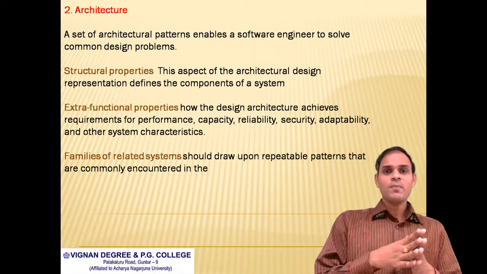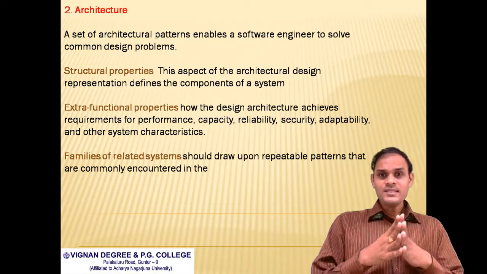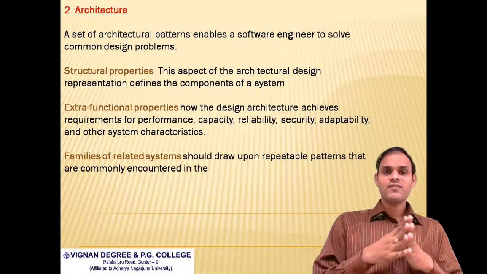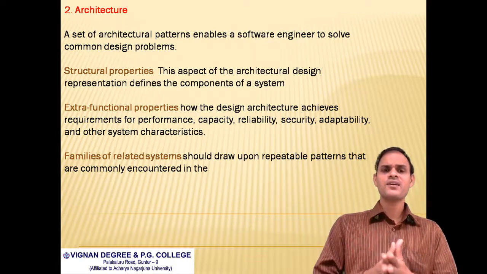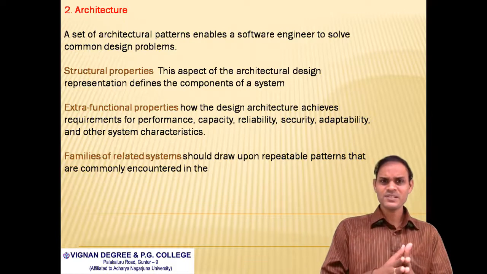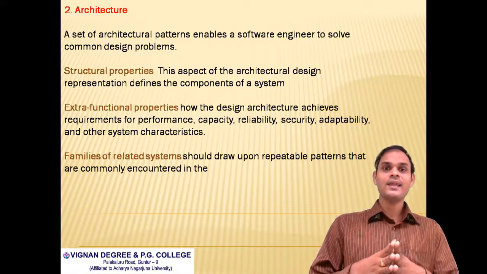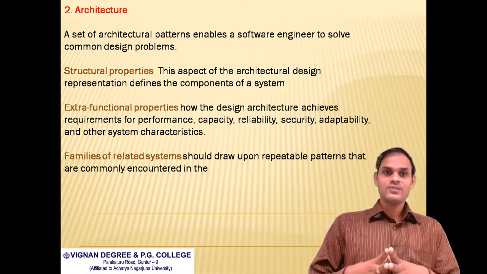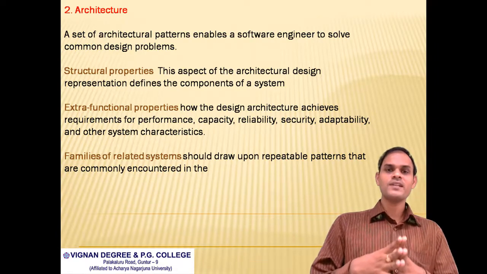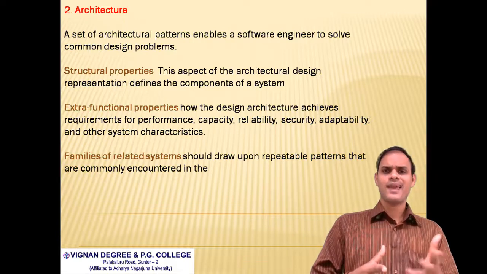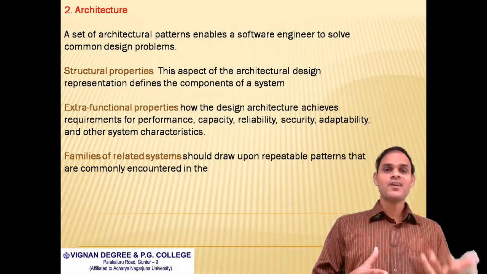So structural properties consist of the representation, meaning the architecture design representation defines the components of a system. For example, modules, objects, filters. These are examples of the representation, and the manner in which those components are packaged and interact with one another. Then extra-functional properties: how the design architecture achieves requirements for performance, capabilities, reliability, security, adaptability, and other system characteristics. These are the extra-functional properties.